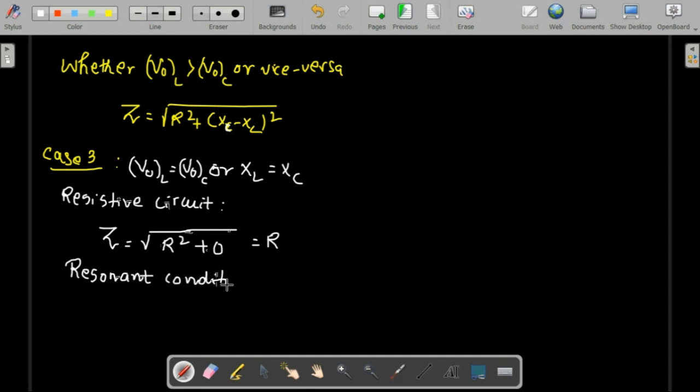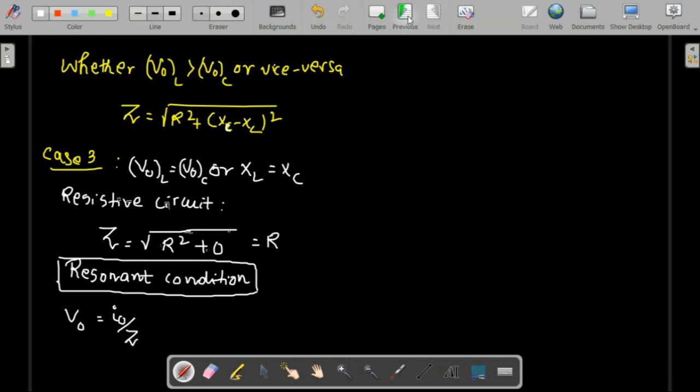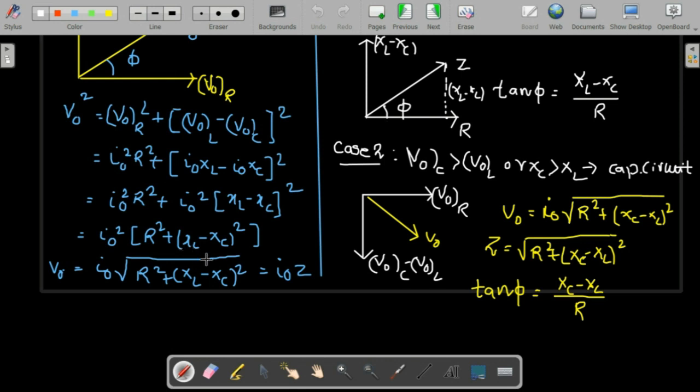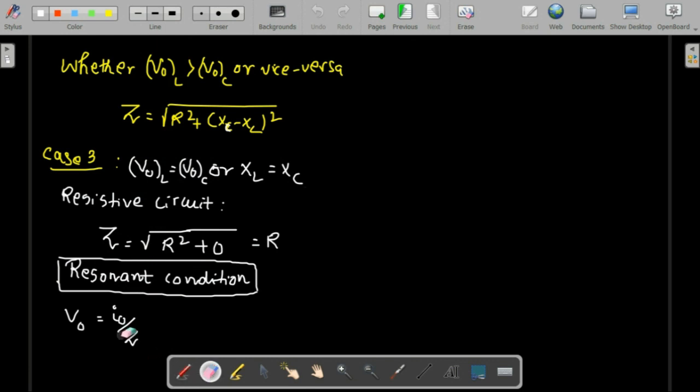So what do you mean by resonant condition? See, what happens is, if you're considering a radio signal or something like that, the interest is that you should get maximum current, or sorry, maximum voltage, right? So when we're looking into the peak, we can actually see what will be the condition of maximum voltage. So we already saw that V naught is equal to I naught into Z, right?